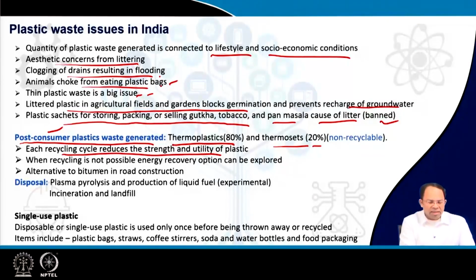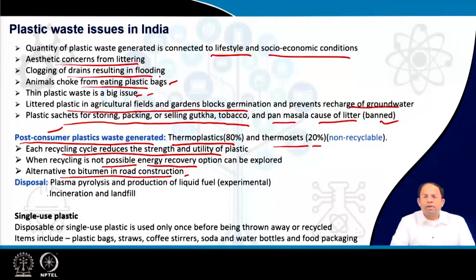So when recycling is not possible, in many cases you will find that no further recycling is possible for this kind of plastic. In that case, we will put plastics for energy recovery. That means we will put them for co-processing, maybe in cement plants or lime kilns and so on, where plastic is used as a fuel. Plastic is also an alternative to bitumen in road construction. Nowadays we have developed the technology so that plastics can be used instead of bitumen, and bitumen, as you know, is the binder for construction of roads with aggregates. So that is where plastics can also be utilized.